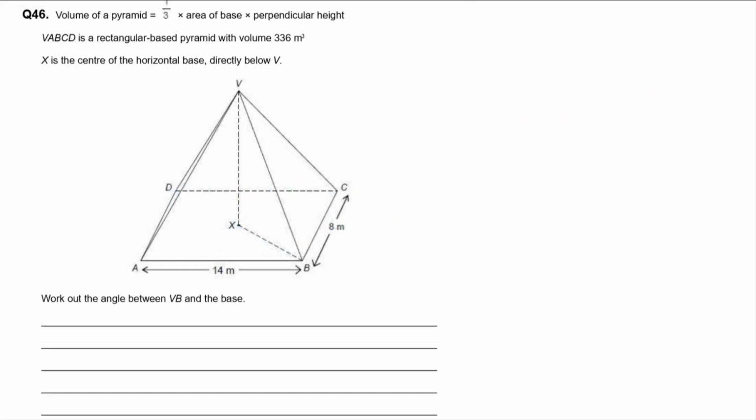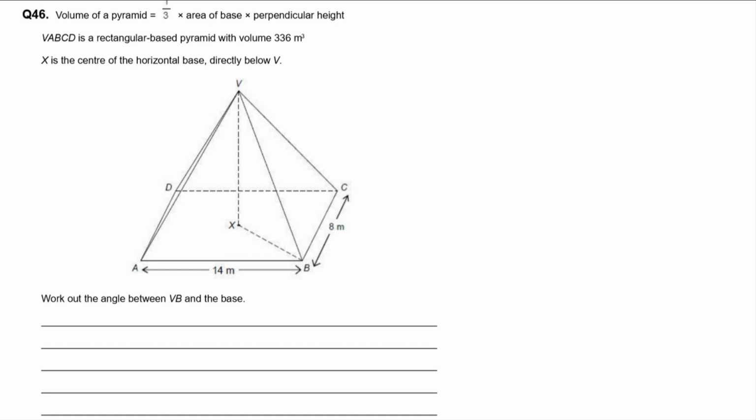Question 46. The volume of a pyramid is 1/3 times its area of its base times its perpendicular height. VABCD is a regular based pyramid with a volume of 336 cubic meters. X is the center of the horizontal base directly below V. So I said regular, it said rectangular actually.